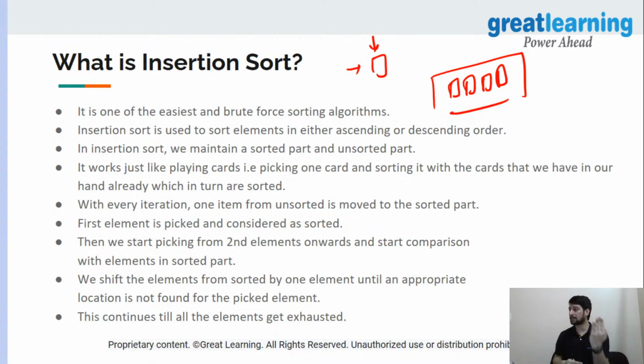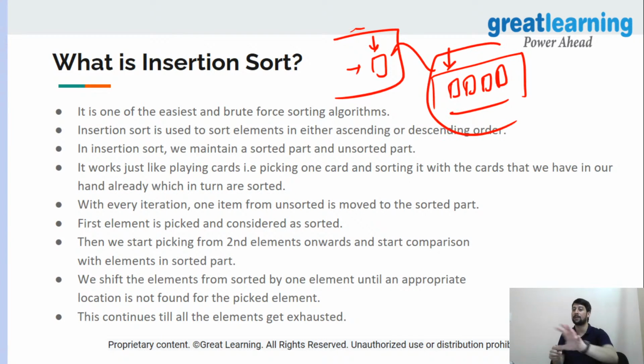So now you have this card in your hand, and you're comparing it with the card you just picked. One by one you will be picking them and comparing them. So this is your sorted part. Insertion sort works in such a manner that this is your sorted part, and all the cards that are on the deck will be unsorted. This is unsorted and this is sorted, right? So insertion sort works in such a manner.